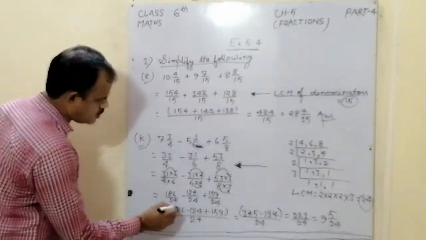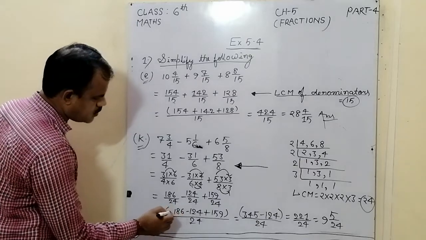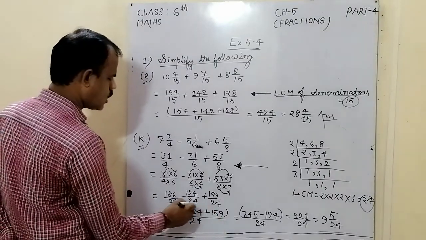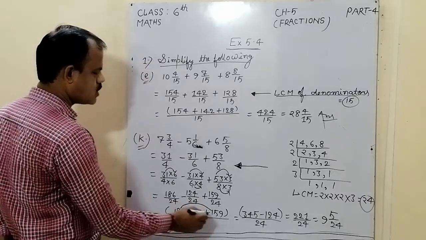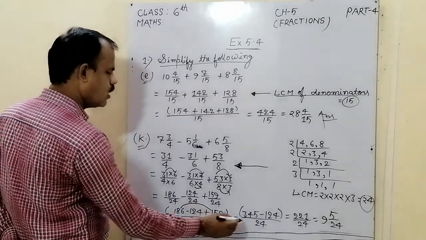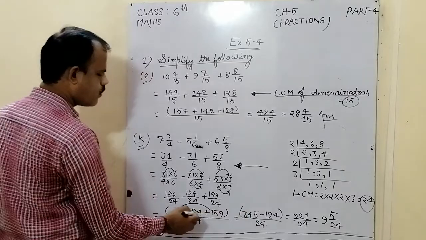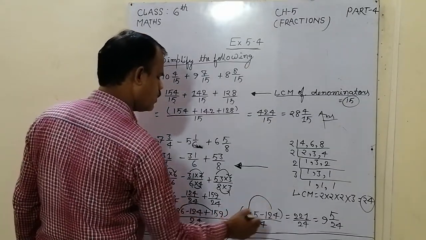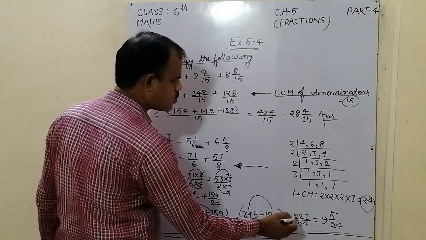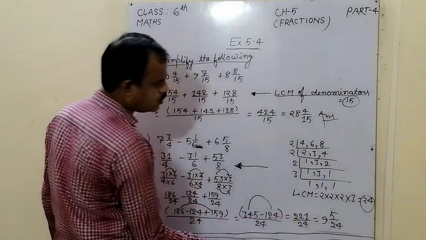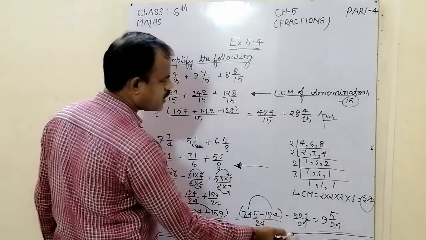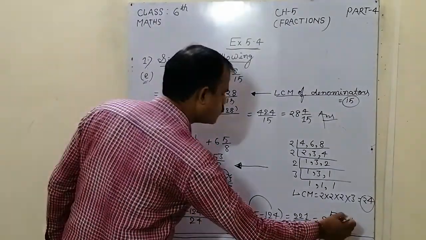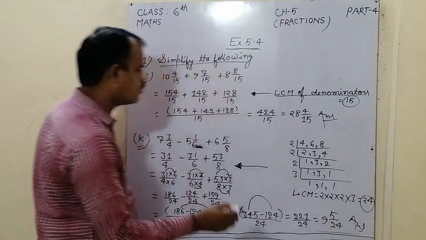Now see here, this is 186 plus 159, both are positive, so add 186 plus 159. It becomes 345 minus 124 upon 24. When we subtract these, it becomes 221 by 24, and this is an improper fraction. Change it into a mixed fraction, it becomes 9 whole 5 by 24, and this is the final answer.